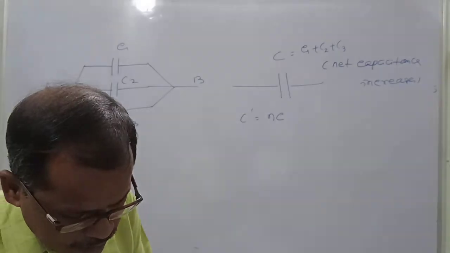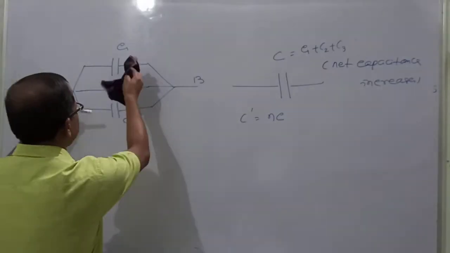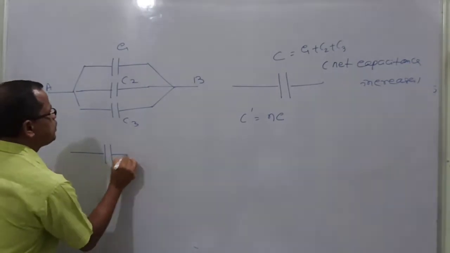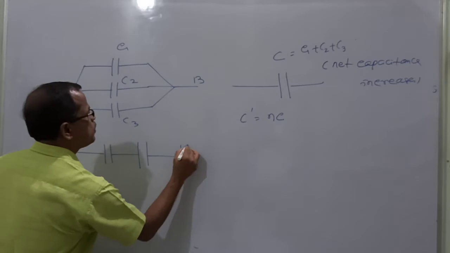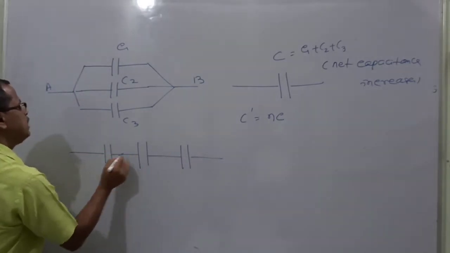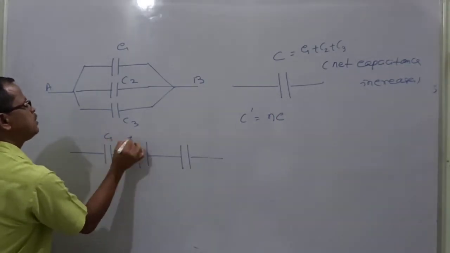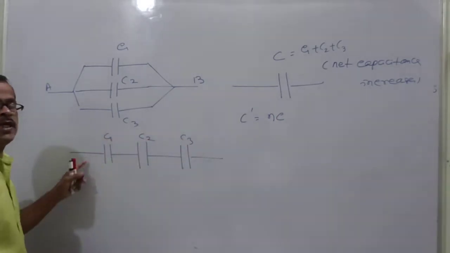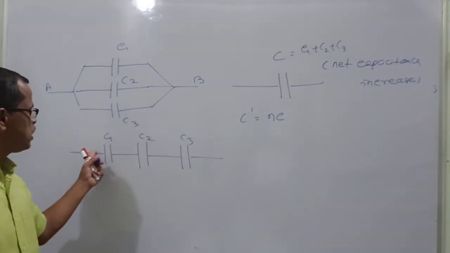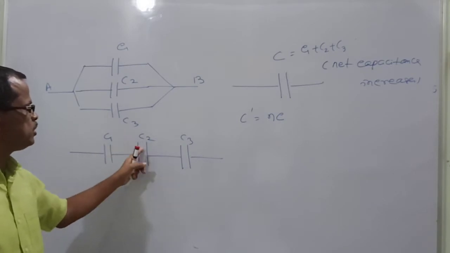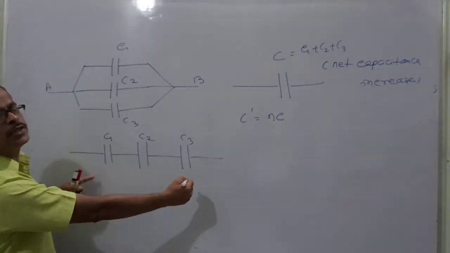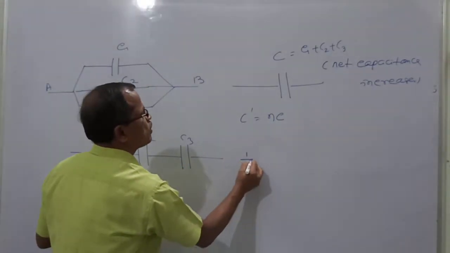Another combination is the series combination. The capacitors are connected one after another. Series combination means if any current or charge flows in this direction, the same charge will flow through all the capacitors C1, C2, C3. There is no division of charge, there is no other alternative path. All the charge that goes here has to flow through C1, then C2, then C3. The same charge flows. This is called series combination, where the net capacitance is calculated using a formula.